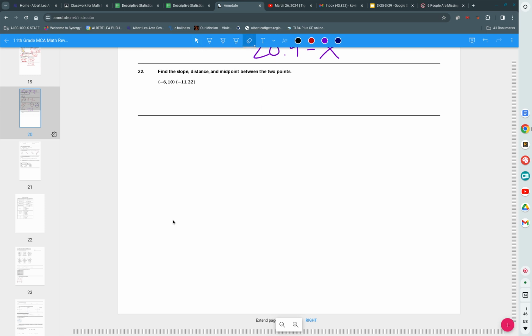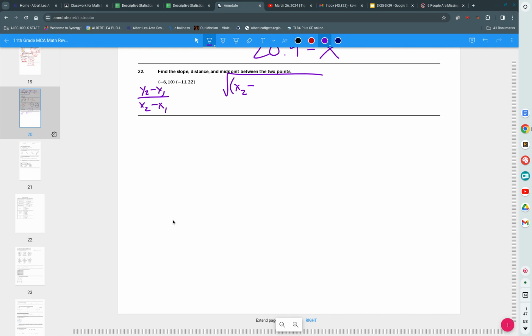Find the slope, distance, and midpoint between the 2 points. You're going to calculate these, but let's see if you can remember the formulas. What's the formula for slope? Y2 minus y1 divided by x2 minus x1. Good job. What is the equation for distance? X2 minus, take it away. Let's go. You got it.